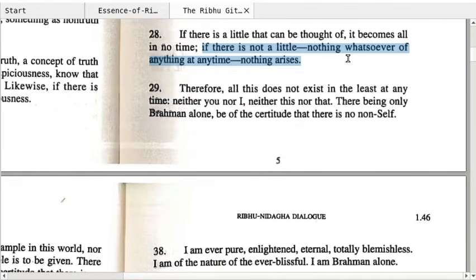So if you say, oh, this is Brahma, this is me, this is that, then all kinds of add-ons will be added there. This is also me, that is also me. But if you do not think of anything, then nothing is included there. Nothing arises. So probably that's what he means. It becomes all in no time.